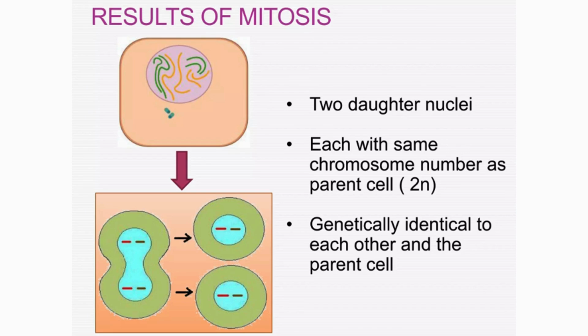Here you can observe that two daughter nuclei appear, each with the same number of chromosomes as the parent cell, just like the 2n in the parent, so the 2n also in the daughter cell. That's why they are genetically identical to each other and to the parent cell. So these are all the steps of the cell division, starting with the three different phases, and then we covered the mitosis with the four different stages. And now the significance and result of the mitosis have been shown: each has the same chromosomes and is genetically identical to each other and to the parent cell. So this is all about the cell division. Thank you so much.